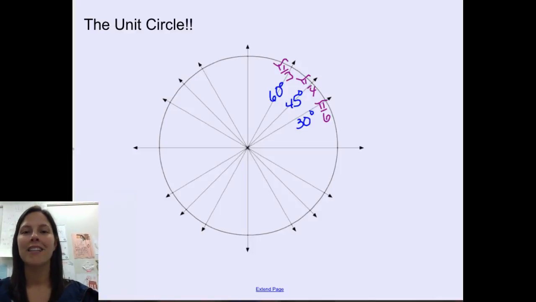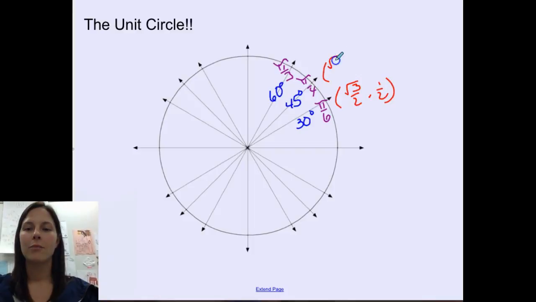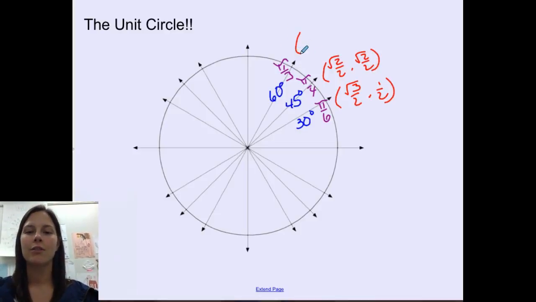Ordered pairs, again, these are coming from special right triangle relationships as well. So the first ordered pair on our unit circle is root 3 over 2, 1/2. Then we have root 2 over 2, root 2 over 2. The 45-45-90 had those 2 sides that were the same. And then the 60 degrees flips from the 30 degrees. So it's 1/2, root 3 over 2.